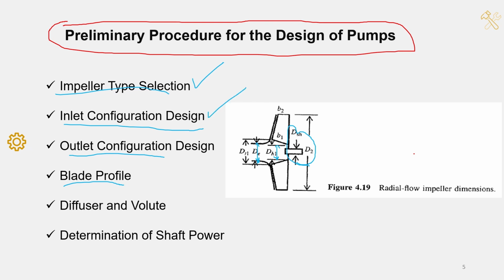After that, you determine the appropriate dimensions of your impeller. What diameter do you want the hub to have? What diameter do you want the eye to have? Things like that. The outlet is then sized, but of course these are based on some criteria, and we will talk about this in a second. Then the diffuser and volute, and then you determine the shaft power. So you go step by step until you have all the information needed to implement the idea in the real world.